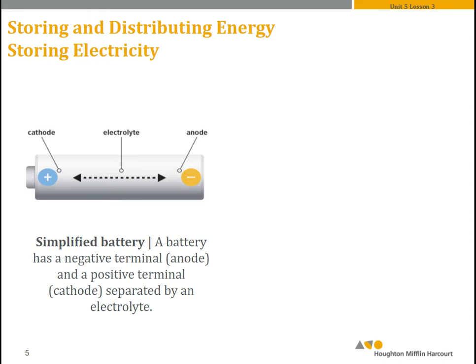A battery has a negative terminal called the anode and a positive terminal called the cathode. There are many different kinds of batteries. There are a lot of different ways that batteries can be constructed, and different combinations of materials that can make batteries, but generally speaking, every battery is going to have an anode and a cathode. The anode is the negative end, the cathode is the positive end.